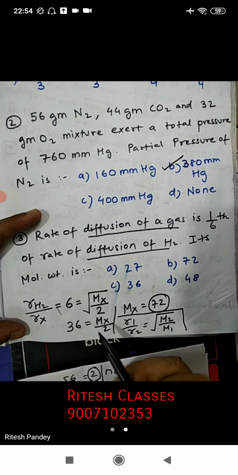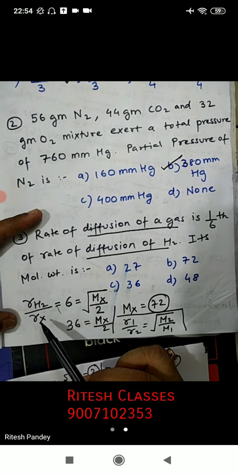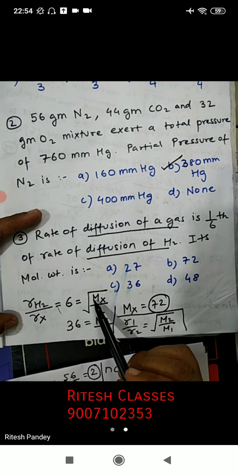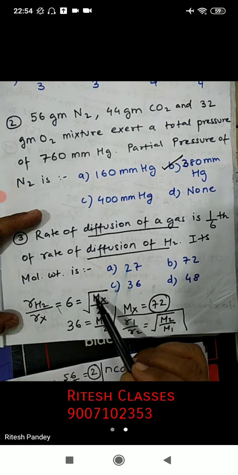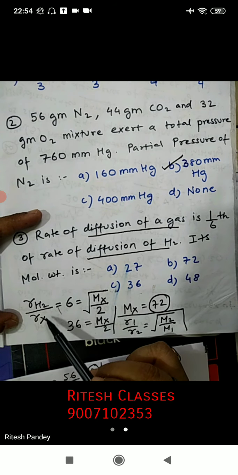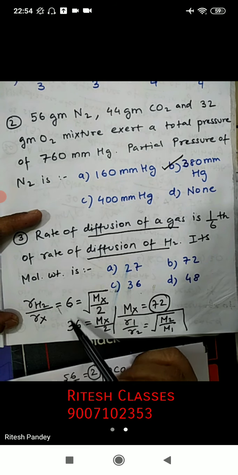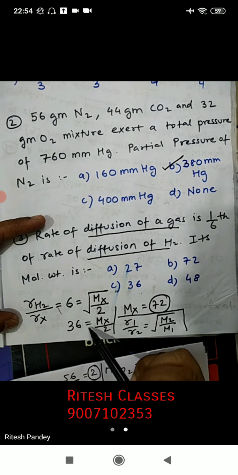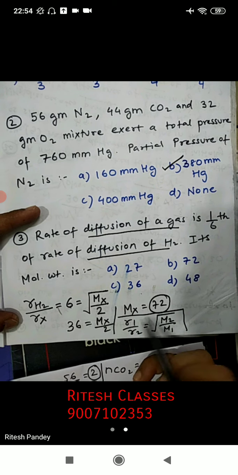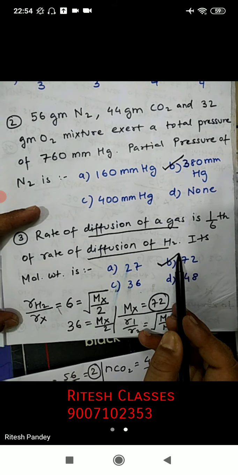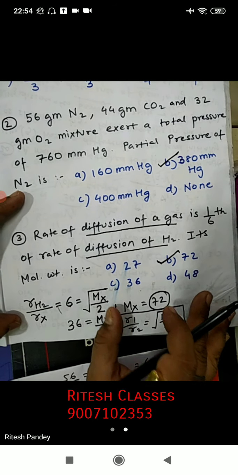So naturally, hydrogen here, you'll want to keep its molecular weight 2, and X here, you'll want to keep its molecular weight MX. Whatever you want to calculate, you'll want to put it in the numerator. Hydrogen diffusing 6 times faster is equal to root MX upon 2. Squaring both sides, 36 is equal to MX by 2, and the molecular weight of this unknown gas X is equal to 72. Option B looks right. I think most of you would have done it right. Option B is correct. We'll move to question 4.